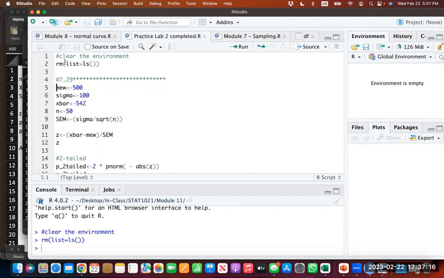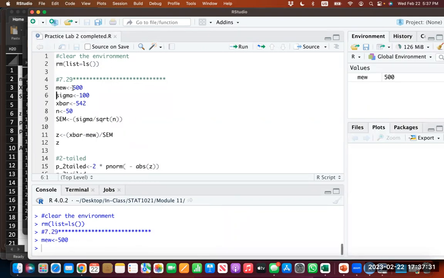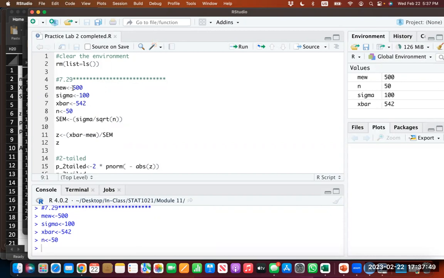Did you click enter when you put your code? Yes, control and enter. Control and enter on line 2 will clean the environment entirely. Then with the first line that actually contains code, that's line 5, you're assigning the value of 500 to your object mu. Line 6 will assign 100 to object sigma, and 542 to x bar on line 7, and 50 to n in line 8.